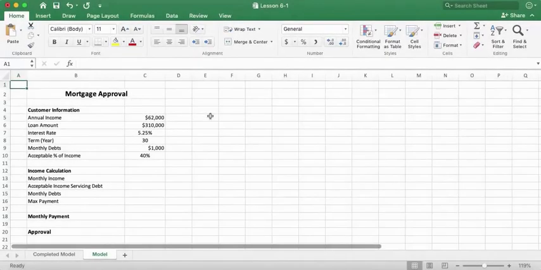In this video, we will look at how to build the model you saw in the last video. Let's just talk through how we'd build this model. So I'm going to come to the model tab here where it's not complete yet. Notice that I've entered the customer information already.